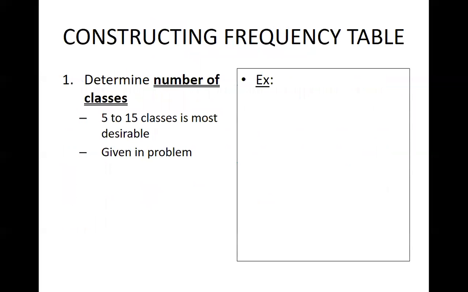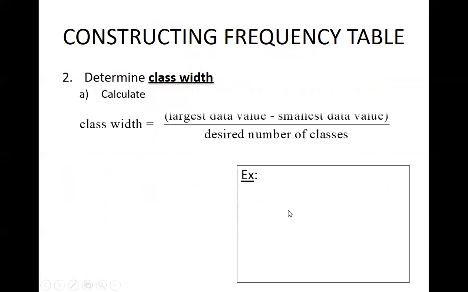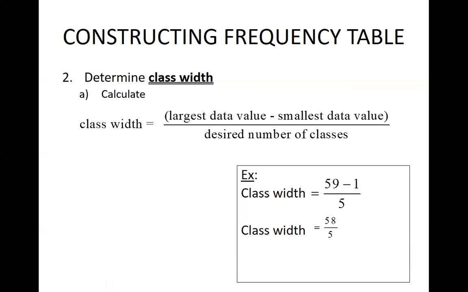Okay, I think I heard 11.6. Okay, so 59 minus 1 was 58. 58 divided by 5 was 11.6. Now, here's what that means. My class width, or how many should be included in each group, needs to be 11.6.